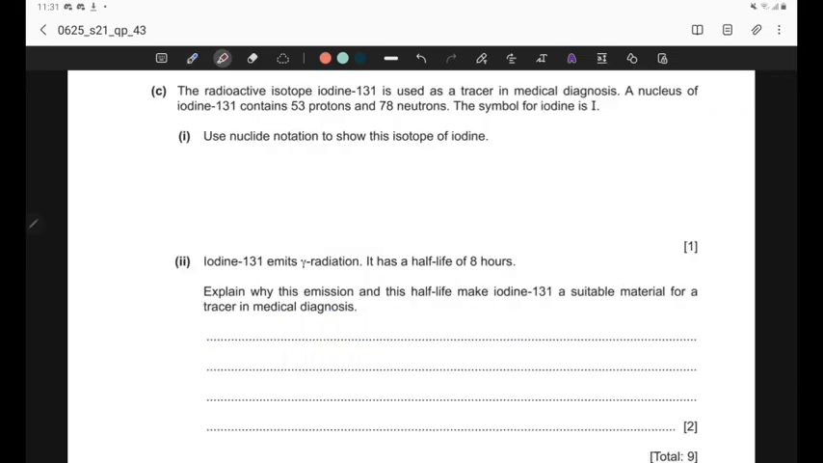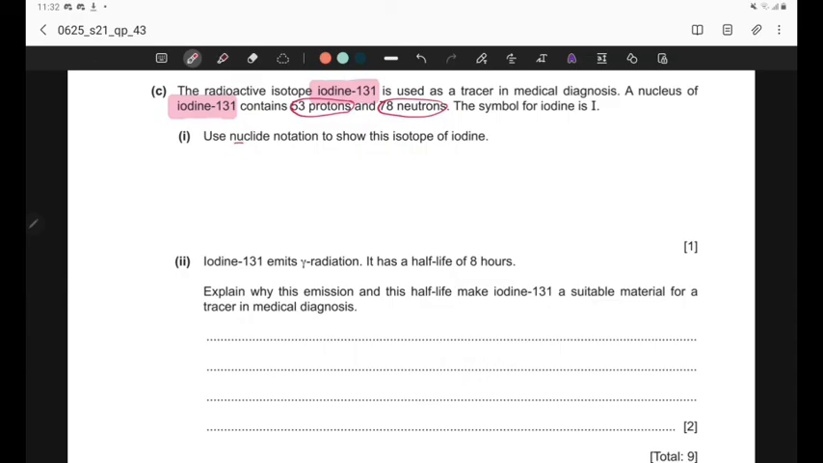Part C. The radioactive isotope iodine-131 is used as a tracer in medical diagnosis. A nucleus of iodine-131 contains 53 protons and 78 neutrons. The symbol for iodine is I. Use nuclide notation to show this isotope of iodine.